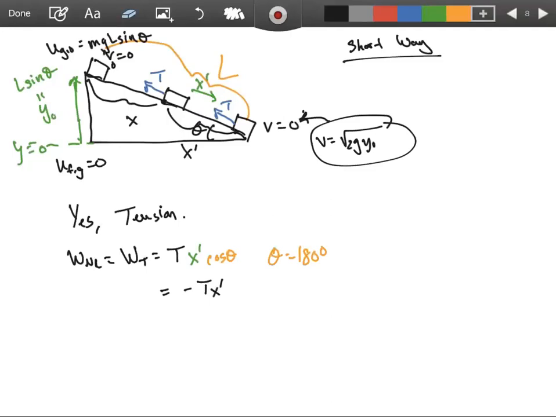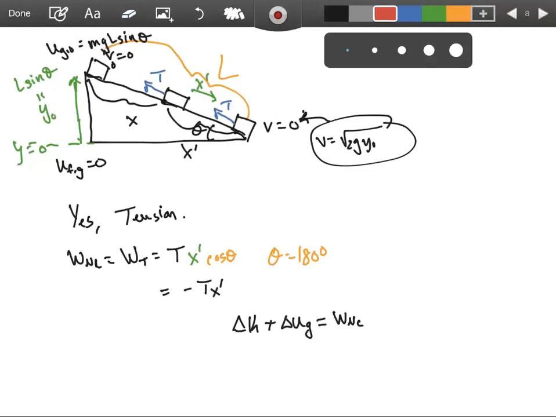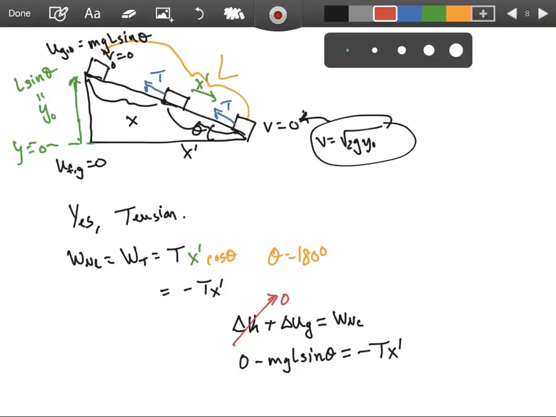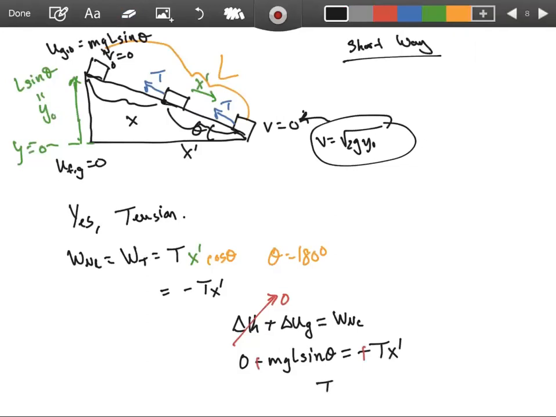So let's now do step number 5, apply conservation of energy. So we get our change in gravitational potential energy plus our change in kinetic energy is equal to the work done by the nonconservative force. Now, since the initial velocity and the final velocity are both 0, that means my change in kinetic energy is 0. Right. So it's going to be my final gravitational potential, which is 0, minus my initial, which is mgl sine of theta, is then equal to minus t times x prime. Then these are going to both become positive. I'm going to divide both sides by x prime. So what I finally get then is that my tension is simply equal to mgl sine of theta divided by x prime.